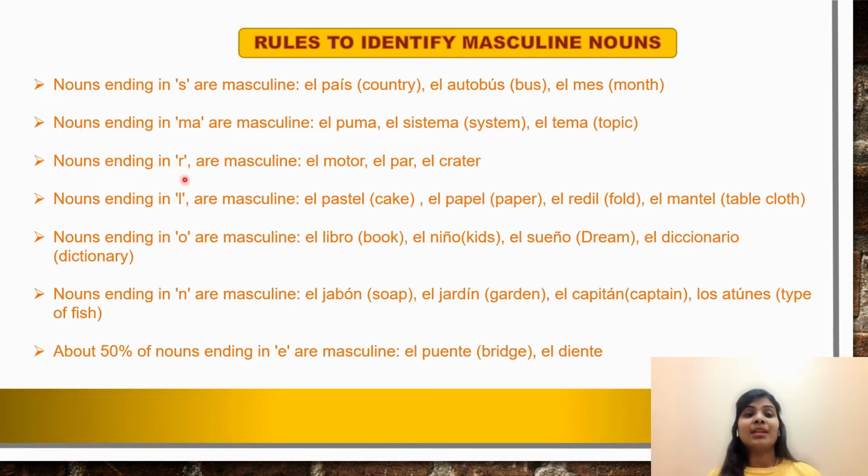Rule number 3. Nouns ending with an R, R as in the letter R, are masculine in nature. Example: el motor, the motor.